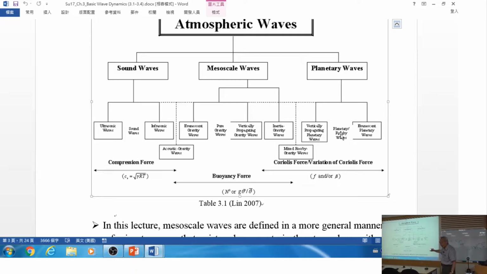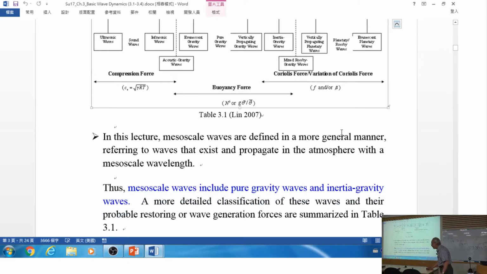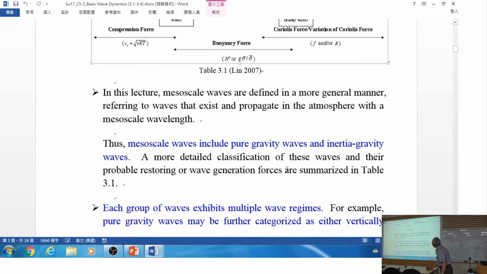Any question so far? Very simple, right? Okay, that's good. So mesoscale waves include pure gravity waves and inertial gravity waves. We are not going to discuss acoustic waves too much, although one of the homework problems asks you to solve acoustic or sound waves, so don't miss it.